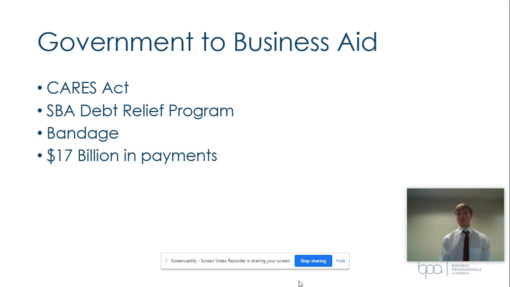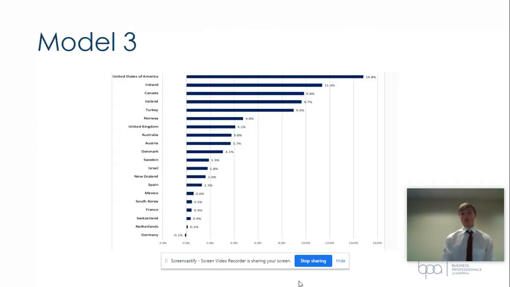And although these programs have acted as a bandage, they haven't truly fixed the problem because the pandemic is still occurring. They've allowed for businesses to stay open. The one that I'm really going to focus on here is the Small Business Administration Debt Relief Program. What they do is they pay 6 months worth of debt off of your business while you cannot afford to do it. So far they've paid $17 billion in payments, which really is quite a large amount, and they've helped many businesses through this program.